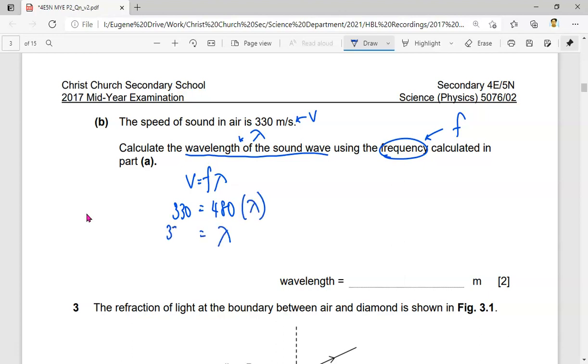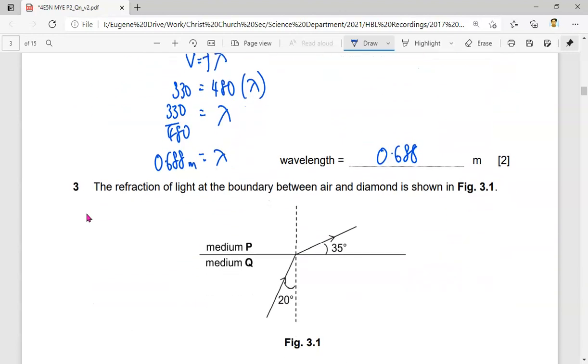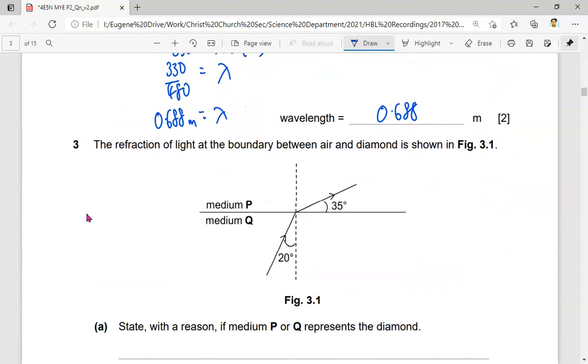Therefore, lambda is just 330 divided by 480. So what we're going to get is 0.688. This is rounded off to 3 significant figures already. So 0.688. That's for question part B.